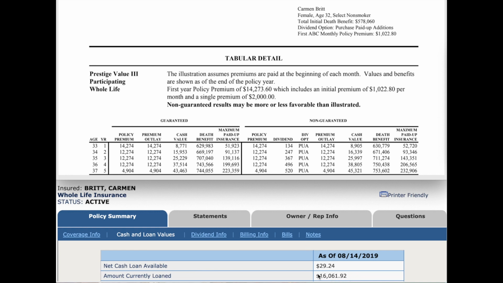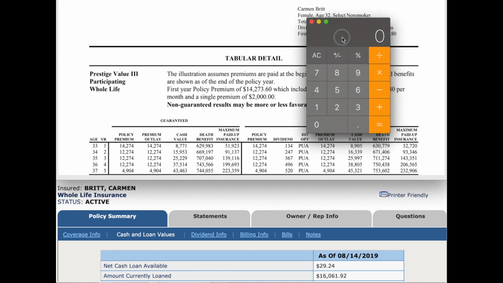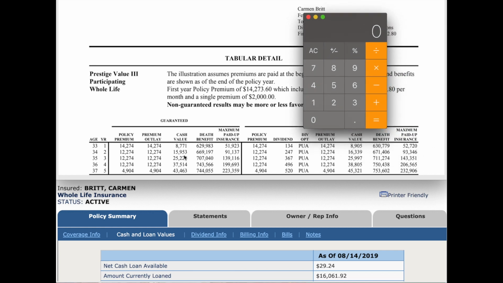So what that means to me is I'm going to go over here and check out the non-guaranteed side, because if I've loaned out $16,000, this is slightly more than what the guaranteed side was projecting. So let's bring a calculator into this mix so we can do a little bit of math. I'm going to add the guaranteed $15,953 plus the dividend projection from the first year, which is $134. And I get $16,087. So what does this confirm? This confirms that my dividend projection was actually paid for the first year.